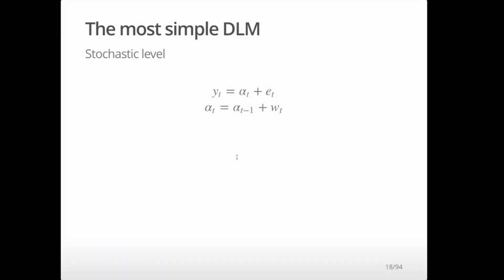So let's think about the most simple DLM. And that is just what we call a stochastic level or a stochastic intercept. So here we say the observation at time t is just some intercept at time t plus error, and that intercept evolves according to a random walk.